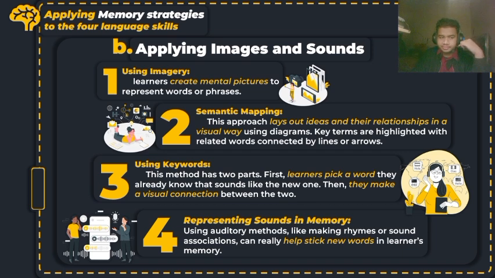As for the fourth one, representing sounds in memory, as using auditory methods like making rhymes or sound associations can really help stick new words in learners' memory. For example, rhymes like goat, quote, boat, or fun little verses act as sound reminders. Plus, learners can connect new words to familiar ones that sound alike or have similar meanings, as these tricks focus on sound links, which boost visual learning strategies.